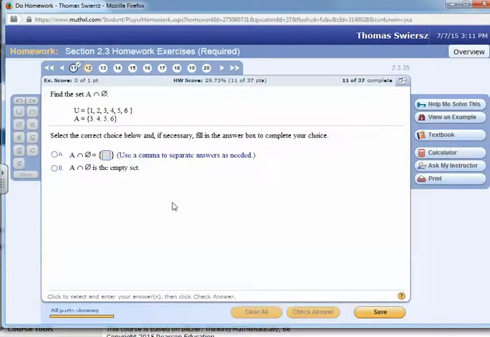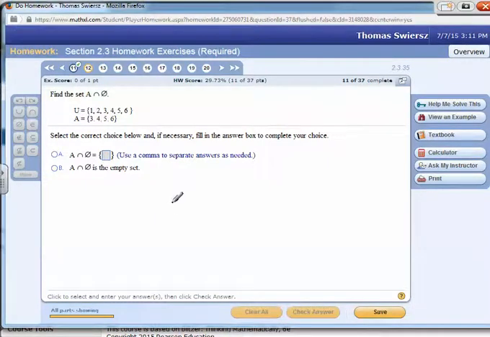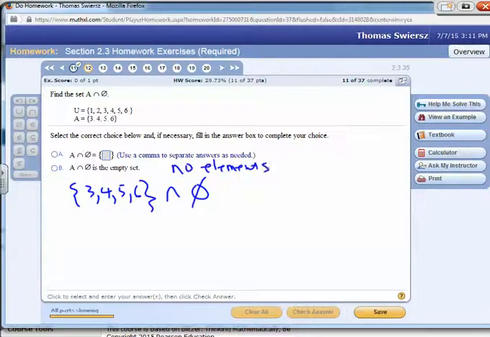All right, A intersect the empty set. Let's think about this. You've got A is 3, 4, 5, 6, right? Intersect the empty set, which has no elements, right? No elements, okay?